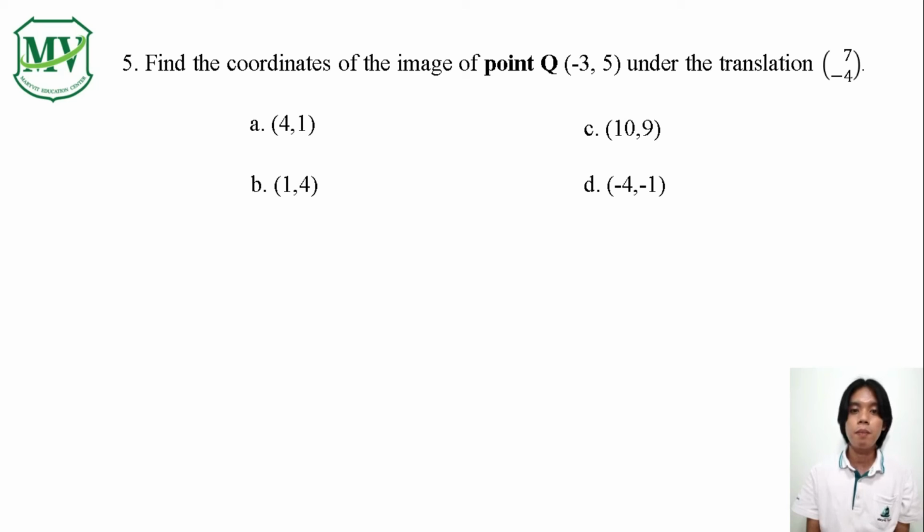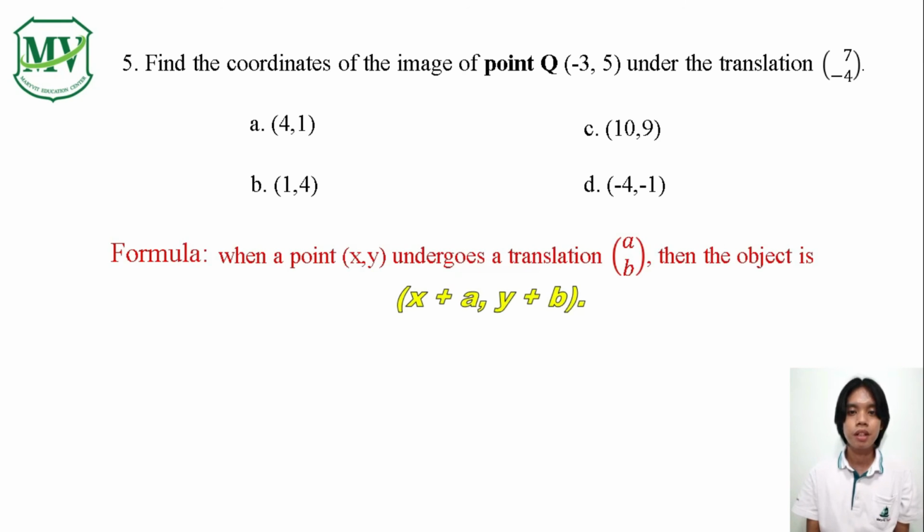First method is by plotting the coordinates of point Q on a Cartesian plane. Then translate it according to the given vector. The second method is by using this formula. When a point (x, y) undergoes a translation (a, b), then the image is (x + a, y + b). Let's try solving this first using this formula, and then we will check our answer using the first method.